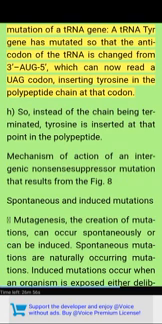Mutation of a tRNA gene. A tRNA gene has mutated so that the anticodon of the tRNA is changed from 3' AUG 5' to 3' AUC 5', which can now read a UAG codon, inserting tyrosine in the polypeptide chain at that codon. So, instead of the chain being terminated, tyrosine is inserted at that point in the polypeptide. Figure 8. Mechanism of action of an intergenic nonsense suppressor mutation that results from the mutation of a tRNA gene.